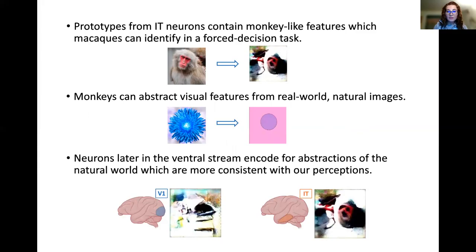Additionally, these experiments have affirmed that prototypes synthesized under guidance from IT neurons in later areas of the ventral stream contain more naturalistic and interpretable features than prototypes of the primary visual cortex, and therefore that neurons later in the ventral stream encode for abstractions of the natural world which are more consistent with our perceptions.